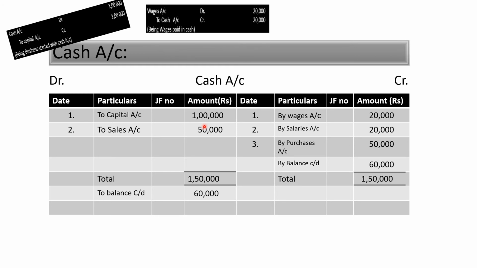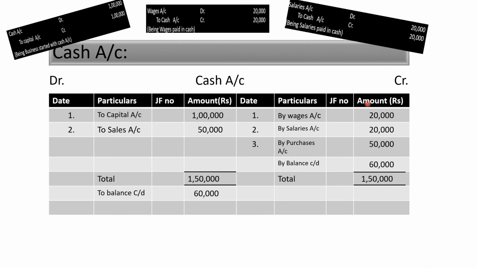And the second journal entry is, as we are preparing cash account, we need to see only cash. And what are the postings we need to do in cash account, right? So here go to cash account credit side. Cash account credit side, write down by wages 20,000. This is all about the second journal entry.